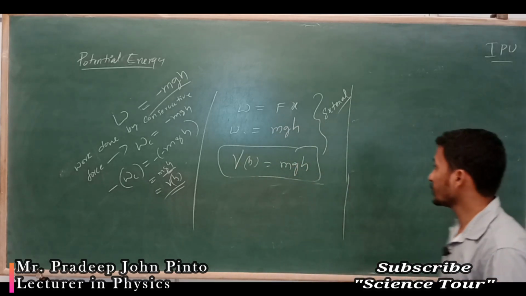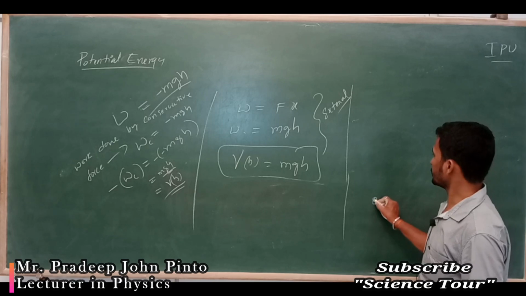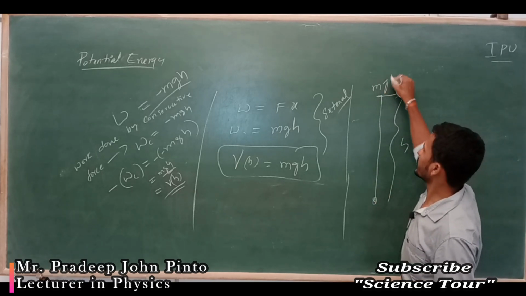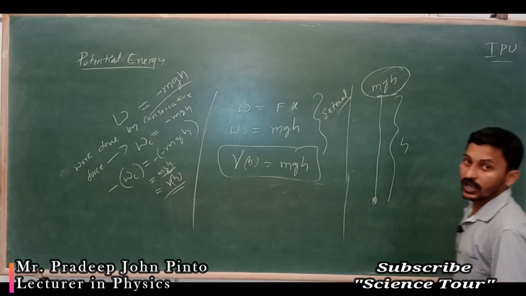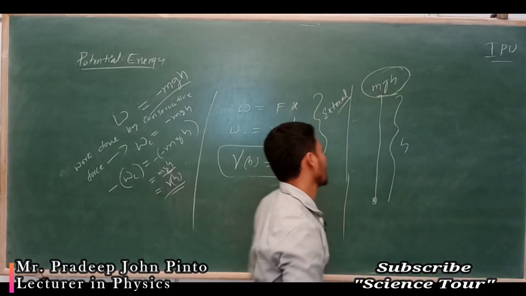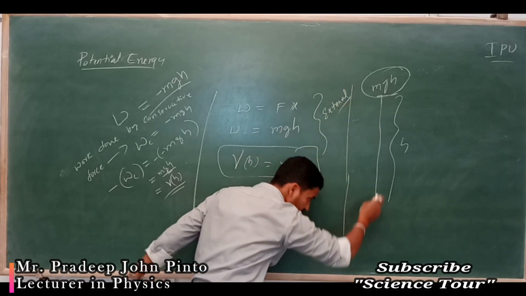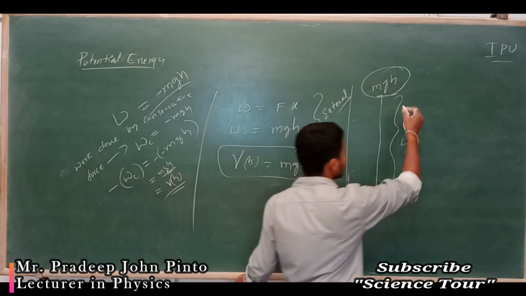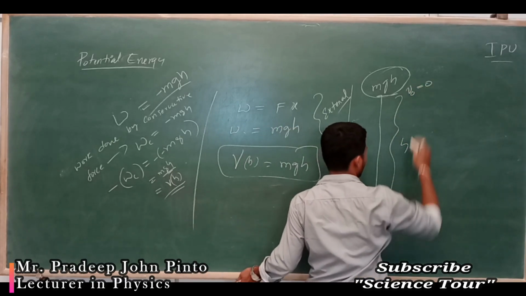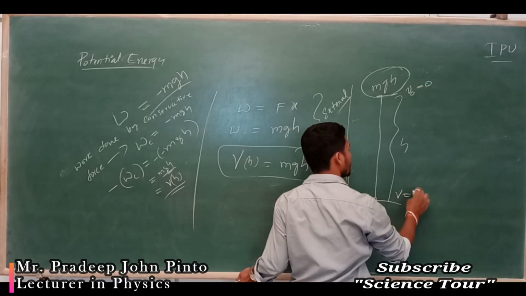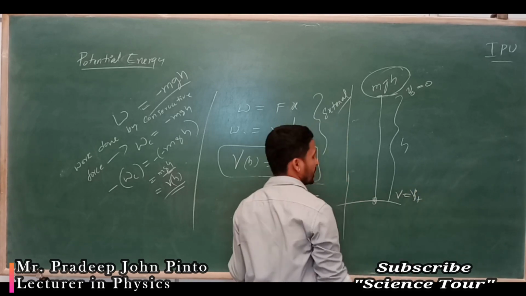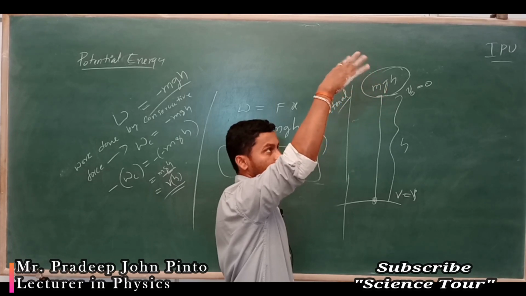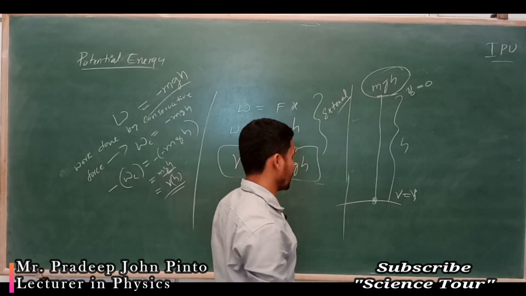So now suppose I have taken this object to a certain height h and it has potential energy mgh. If I leave that object, what happens? It will increase its speed and hit the ground, right? What was the initial velocity? It was 0. What was the final velocity? Vf, or some velocity v. Because I just drop it, the initial velocity is 0.